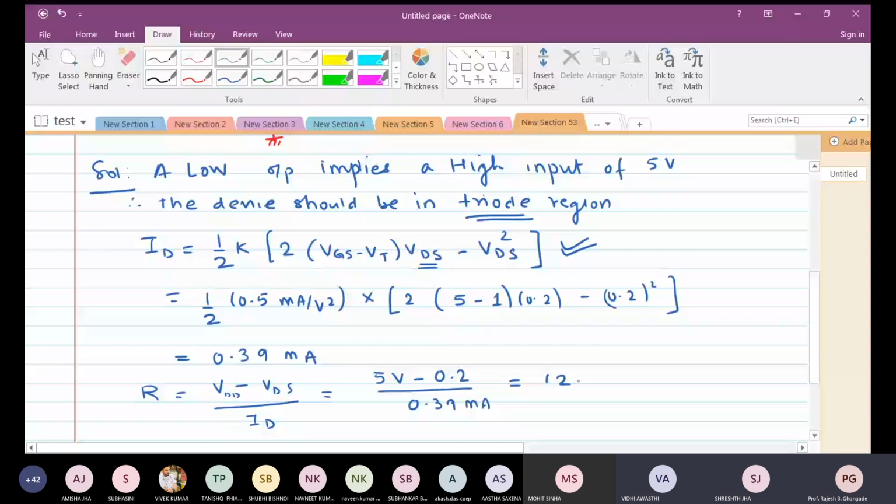Correct, kilo ohms. That's it. You have designed it. So this is the way in which the gate is designed specifically for the PMOS and the NMOS technologies. CMOS is out of scope at this point of time, so we can't say anything about that or do anything about it. All right.